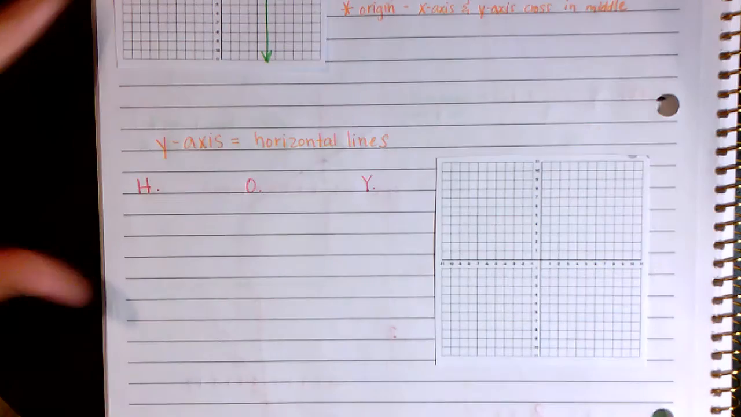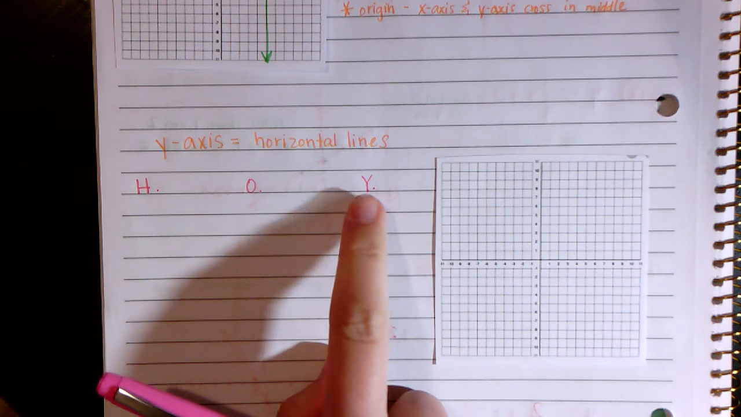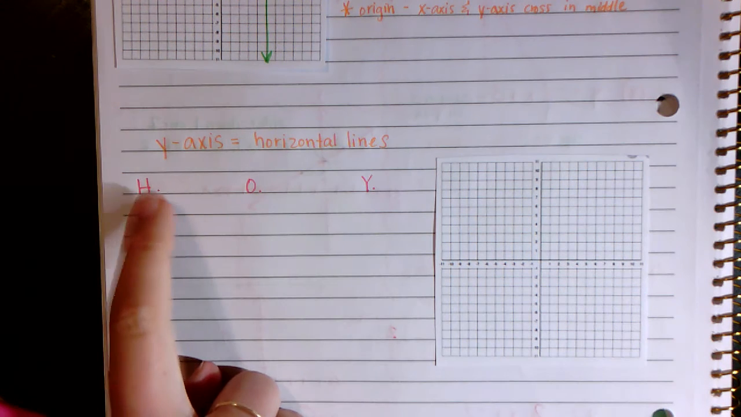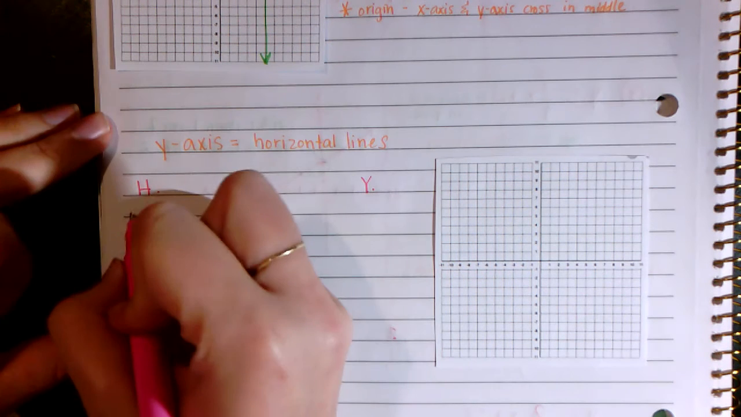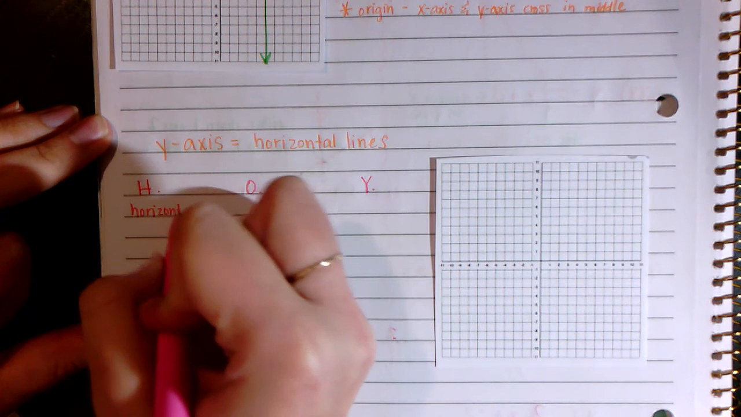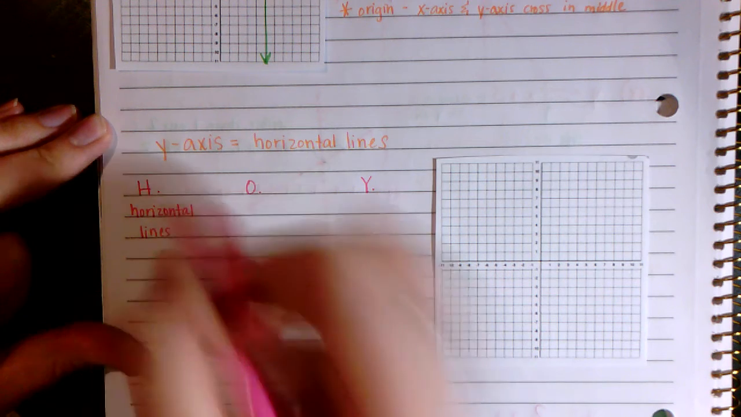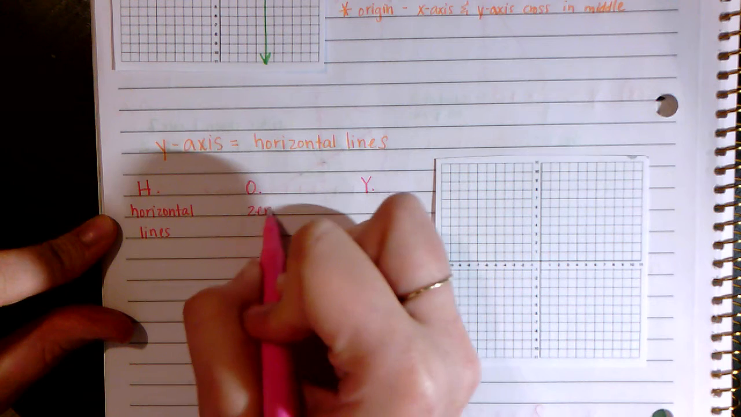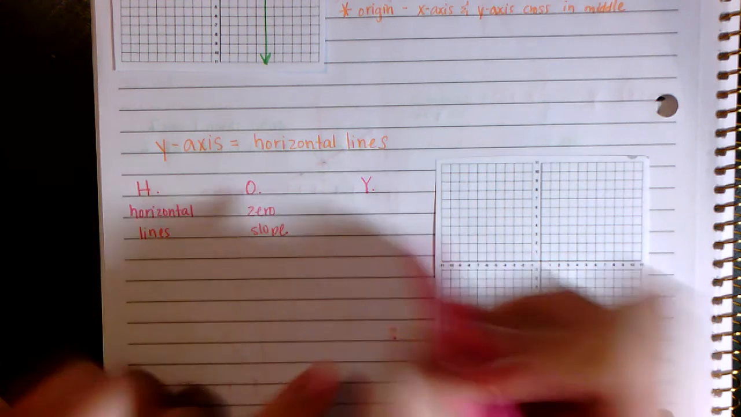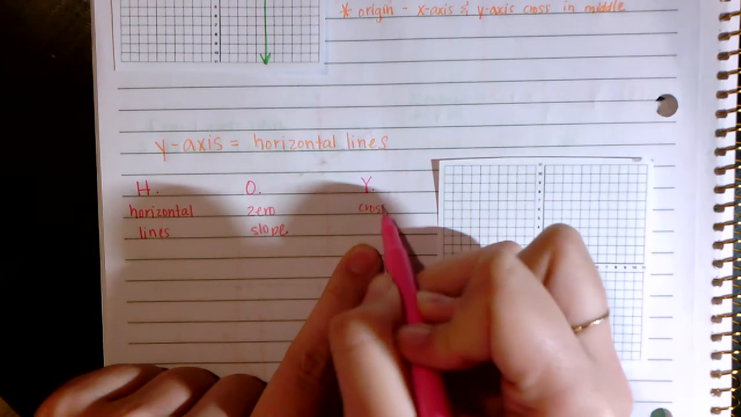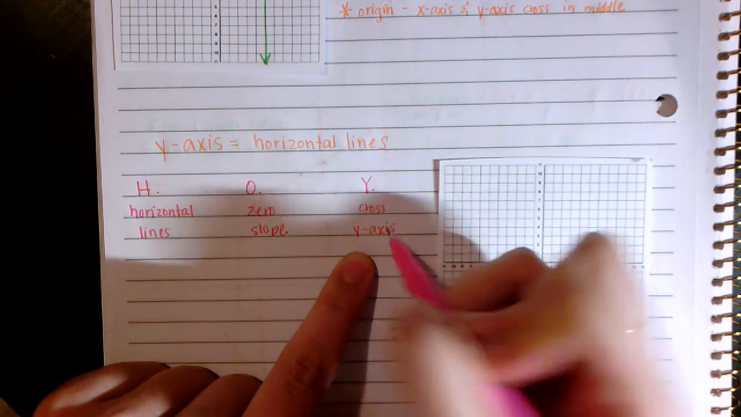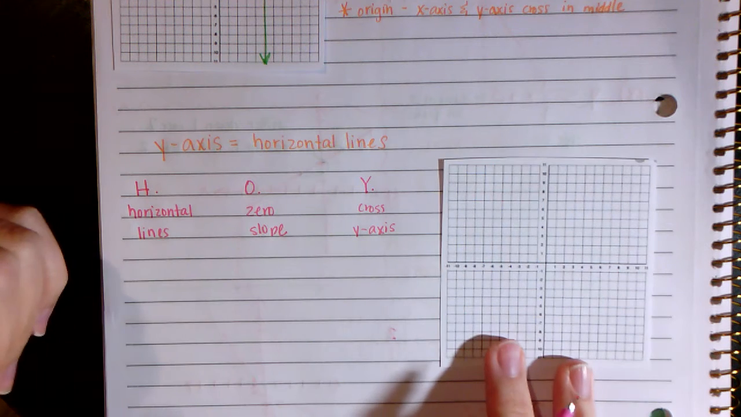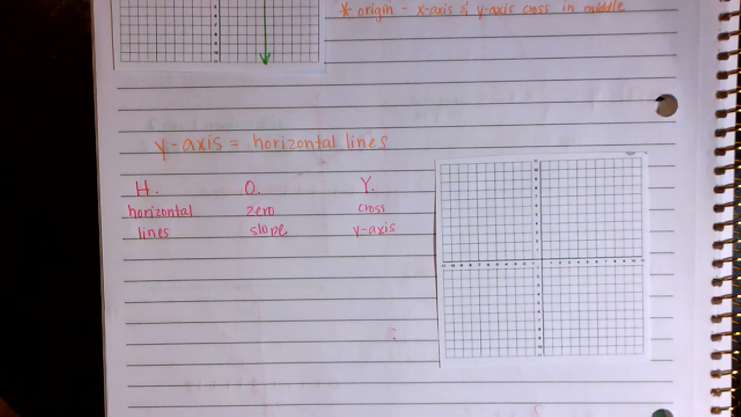H-O-Y. HOY. So again, you see how it ends in Y? So we're talking about when y equals a number. Remember HOY. It starts with an H. So that's going to be horizontal lines. So whenever you have y set equal to a number, these are horizontal lines. The O, just think 0. 0 slope. And this is going to cross the y-axis. Okay, so this is 0 slope. 0 slope means that it's completely level with the ground. There is 0 incline or decline to it.